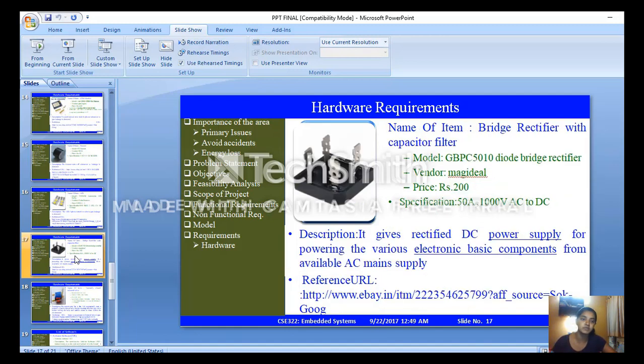The next hardware component is the bridge rectifier with capacitor filter. The model used is GBPC5010 diode bridge rectifier. Vendor is Magideal. The price is Rs 200. Specification: it is 50 ampere, 1000 volt, AC to DC. Description: it gives a rectified DC power supply for powering the various electronic basic components from the available AC mains supply.